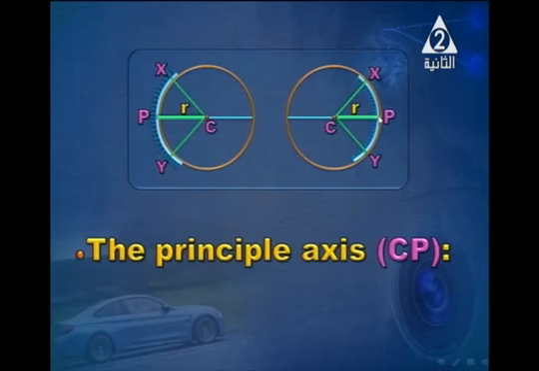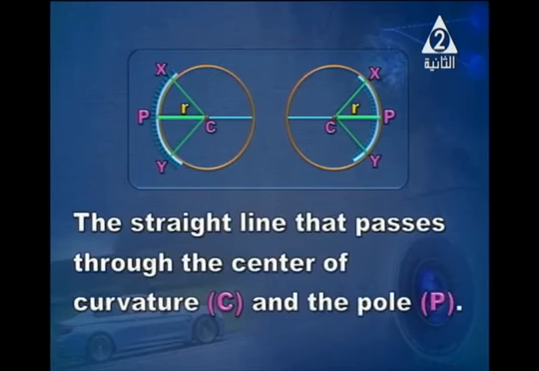Another concept, which is the principal axis. The principal axis is a straight line that passes through the center of curvature and the pole of the mirror. Any straight line which passes through the center of curvature and the pole of the mirror is called the principal axis.